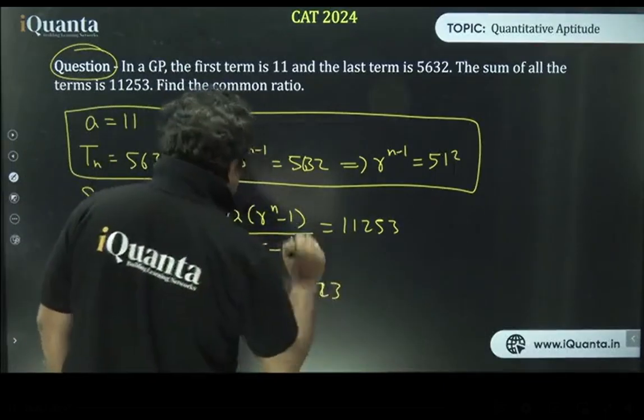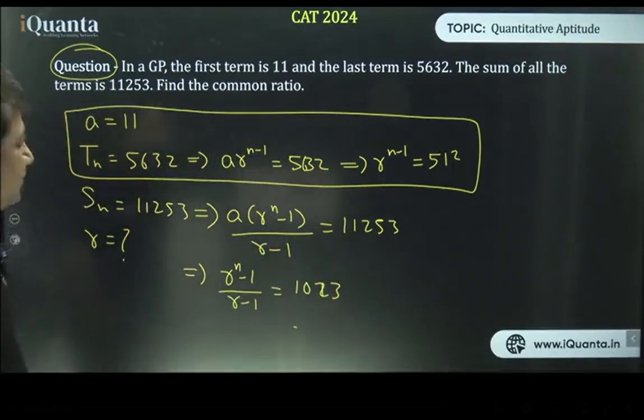1023. Exactly. This is what we get. Okay. Now what? From observation, हम बोल सकते हैं कि r के लिए 2 आ रही है. Pritam, how do we know r is greater than 1?